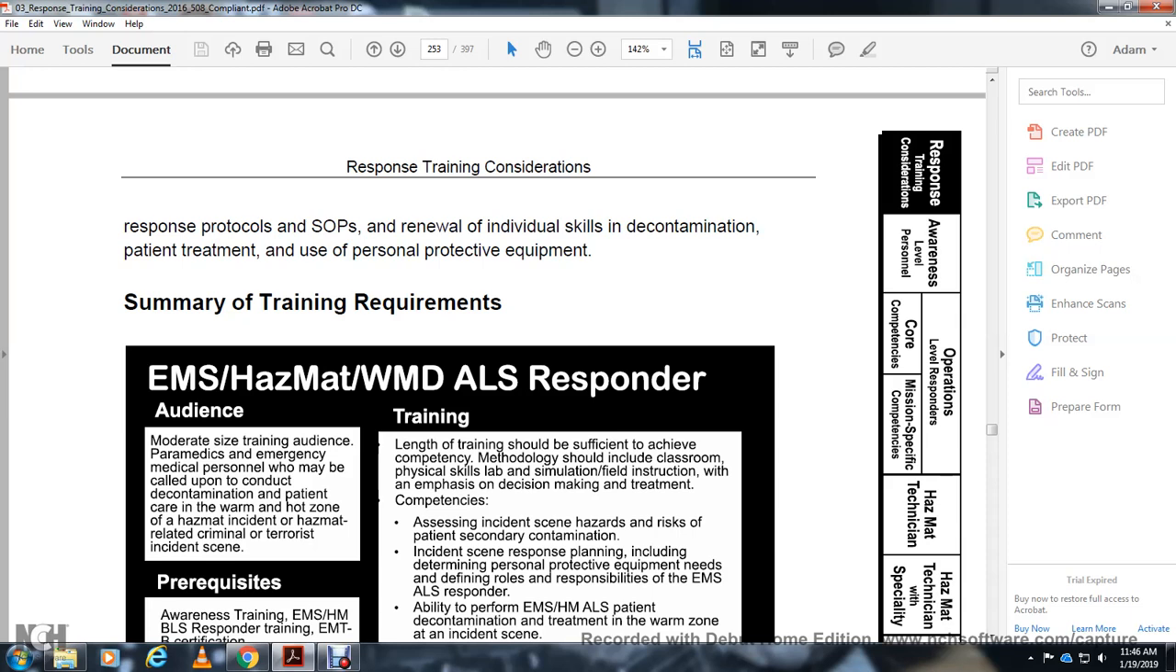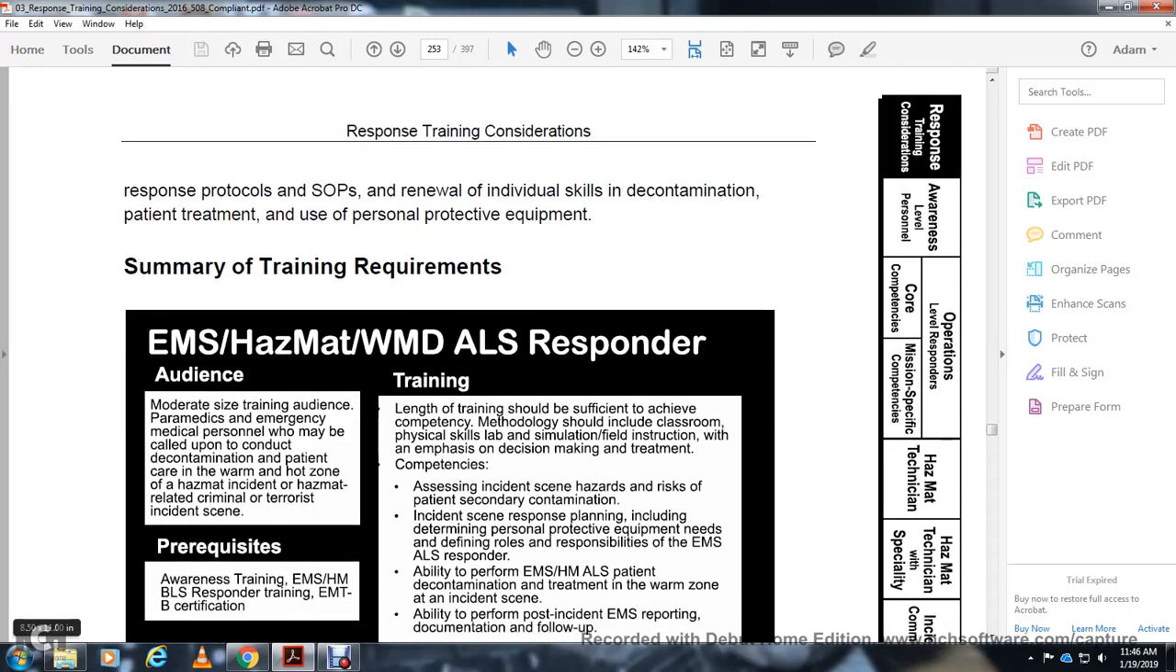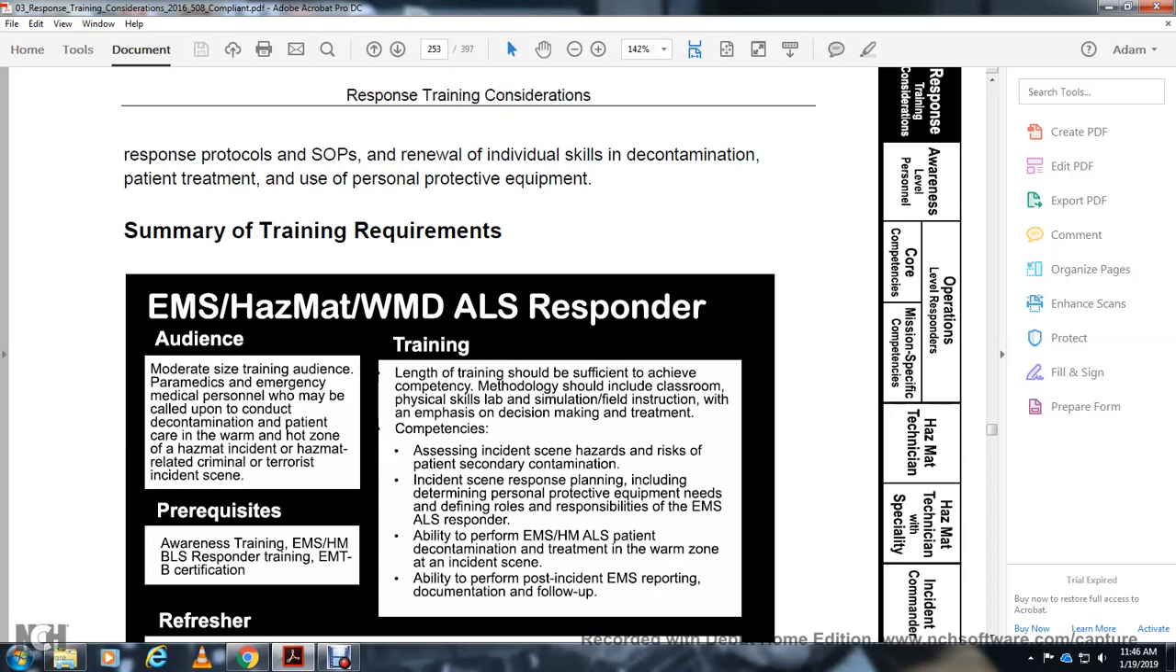The audience is paramedics and emergency medical services who may be asked to assist with patient decontamination in the warm and hot zone at a hazmat incident, or a hazmat related criminal or terrorist incident scene. The prerequisite is awareness-level training for emergency medical services with hazardous materials basic life support training, EMT-B certification. The training should be sufficient to achieve competency, with methods that should include classroom, physical lab, and skill lab simulation.